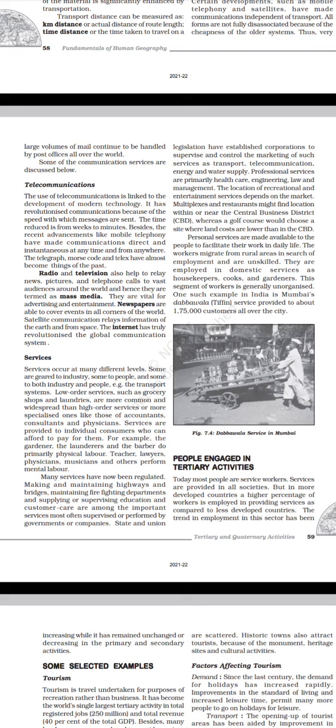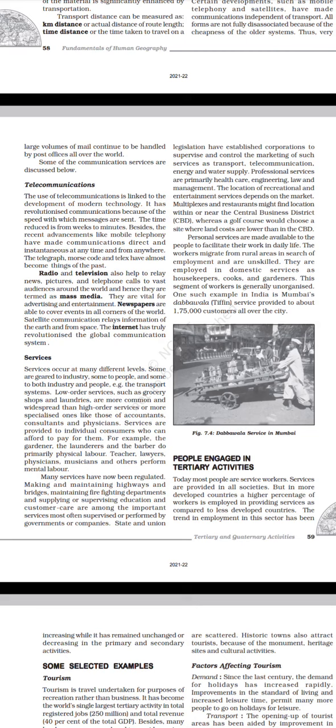State and union legislation have established corporations to supervise and control the marketing of such services as transport, telecommunication, energy and water supply. Professional services are primarily healthcare, engineering, law, and management. The location of recreational and entertainment services depends on the market. Multiplexes and restaurants might find location within or near the central business district, CBD, whereas a golf course would choose a site where land costs are lower than in the CBD.